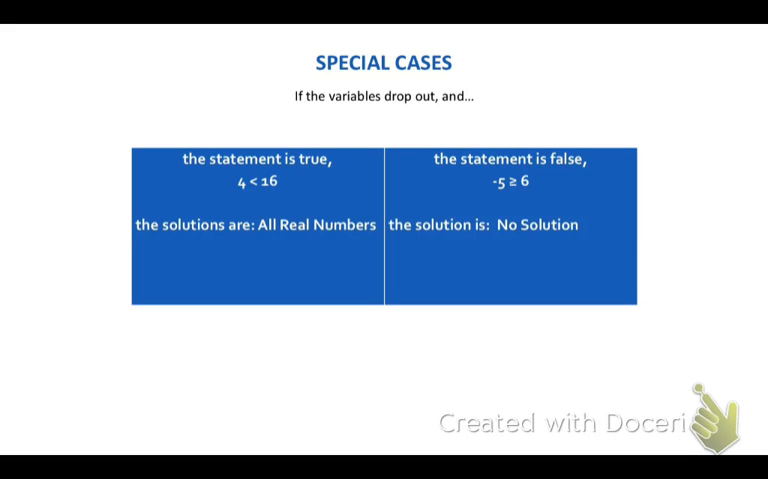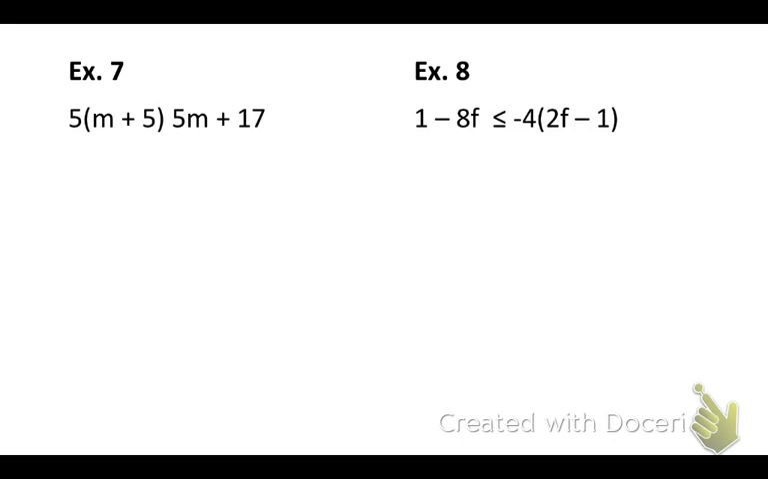Now, we need to just examine two possible scenarios that might happen. Sometimes, just like in equations when you're solving, all of the variables just drop out. The first thing you want to do is make sure you didn't make an error somewhere. But if the variables drop out and you're left with a true statement, like 4 is less than 16, that means every possible value will satisfy the inequality, so the solution would be all real numbers. Whereas if you get a false statement, like negative 5 is greater than or equal to 6, that's not true. Well, that means you'll never find a solution that works. So let's look at these two special cases here.